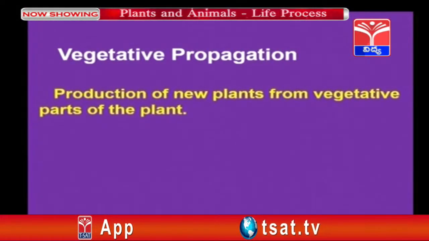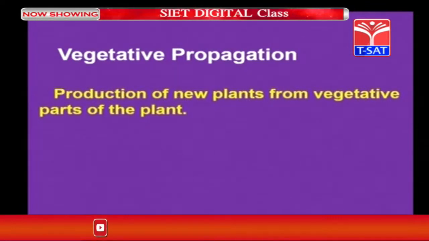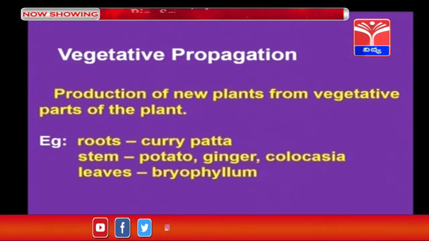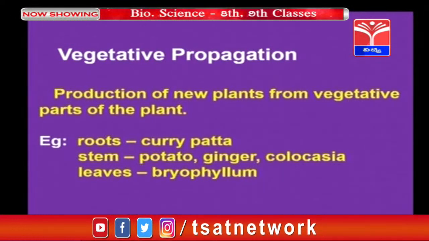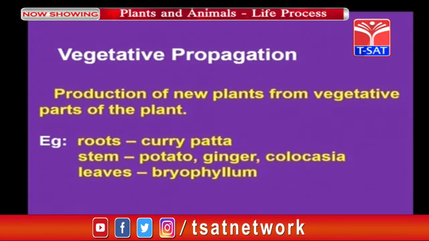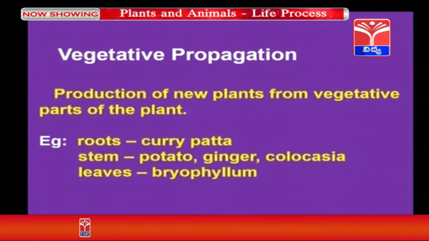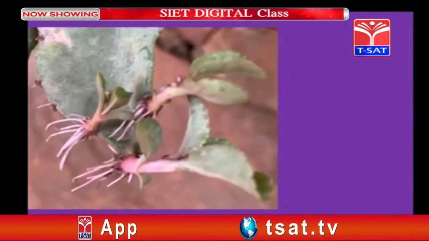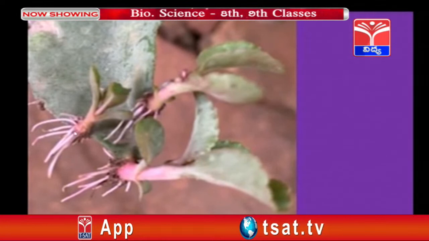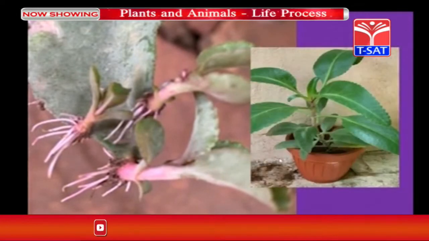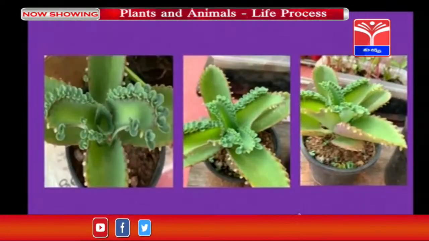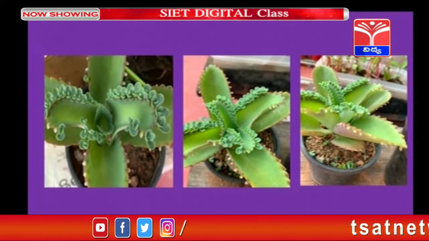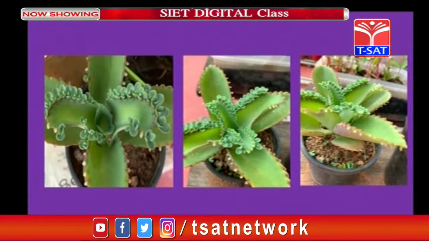Production of new plants from vegetative parts of the plant is called vegetative propagation. Examples are new plants coming from the roots, potato, and others coming from the stem. New plants are produced from the leaves. Observe here children, the edges of the leaves are having small plants. They grow into new plants. This is another variety which is giving new plants from its leaves.